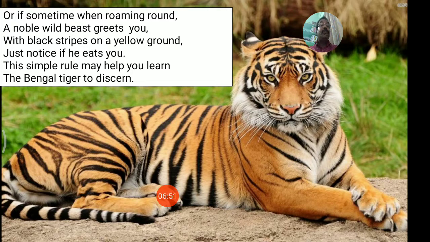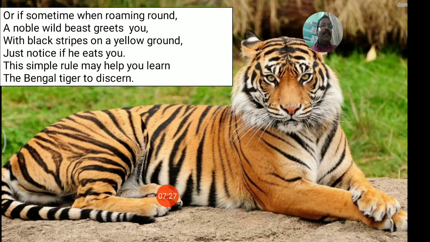You are roaming around, you are wandering around, you did not stop your journey, you move around, and there you find a noble beast. A noble beast. You see how it looks? Very majestic, isn't it, sir? Noble beast. Noble at the same time wild, contrasting noble and wild. So this beast greets you. You come across such a beast. Then what is particular about that beast? With black stripes on yellow ground. It has black lines, black stripes on the yellow coat, yellow ground, yellow coat.